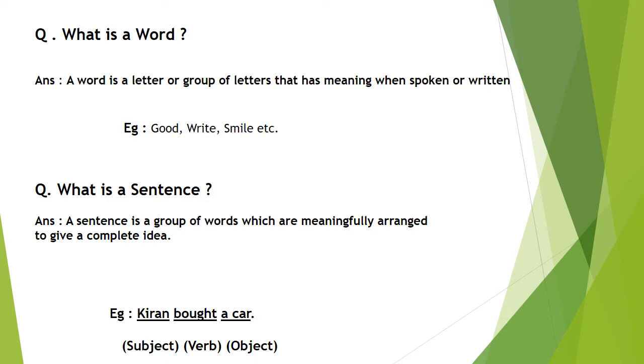What is a sentence? A sentence is a group of words which are meaningfully arranged to give a complete idea. It is arranged meaningfully like a subject, verb, and object to give a complete idea. If the sentence starts with a capital letter and ends with a full stop but has no verb, it is a meaningless sentence.